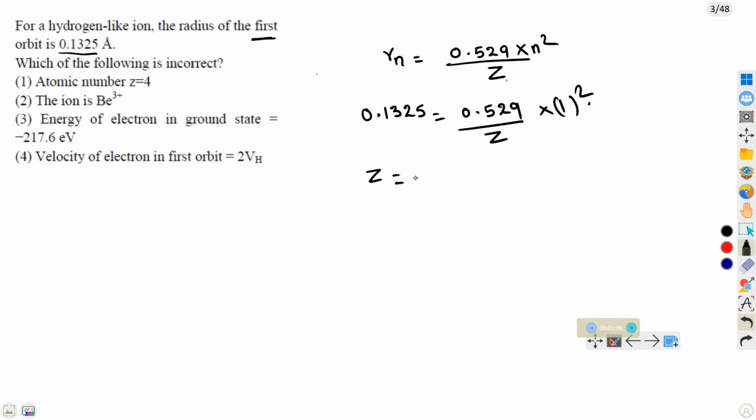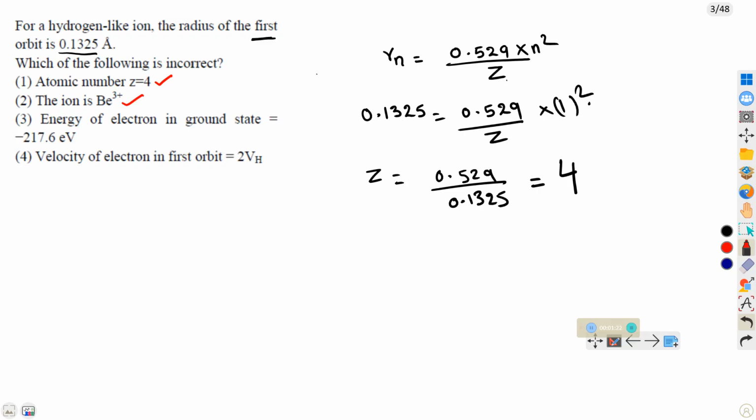Simplify. Z equals 0.529 divided by 0.1325. Simplify, the Z value is equal to 4. So the atomic number 4 is correct. The ion is beryllium 3 plus. This is also correct.